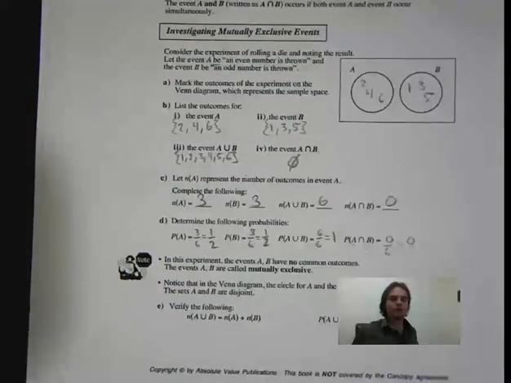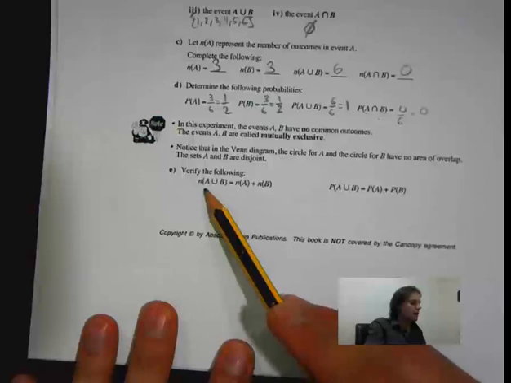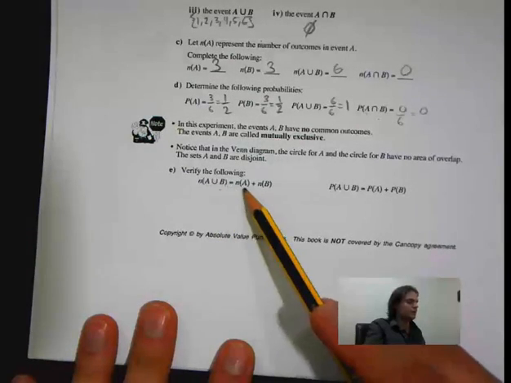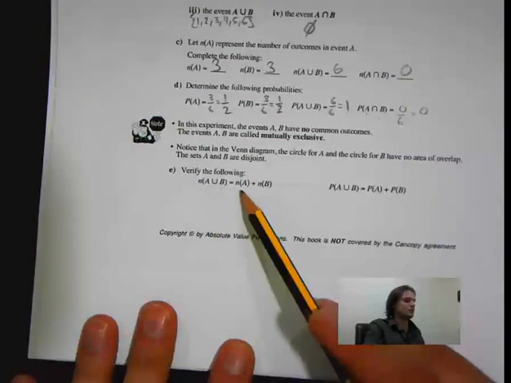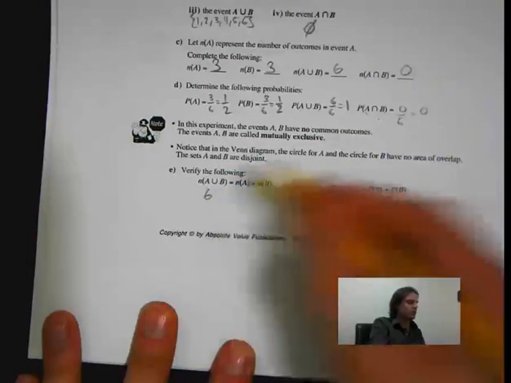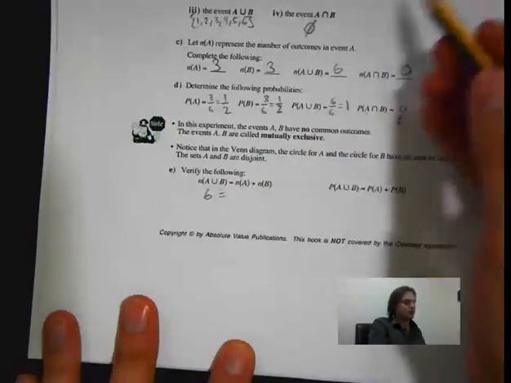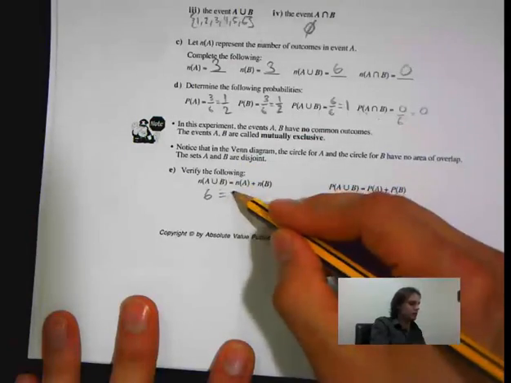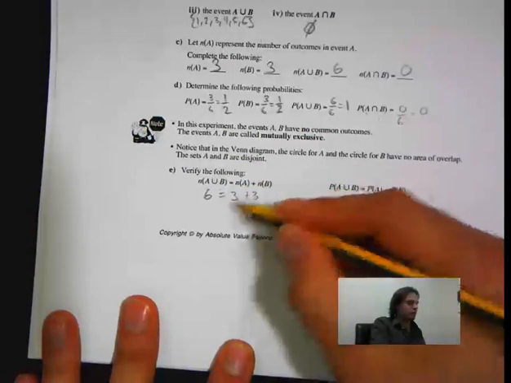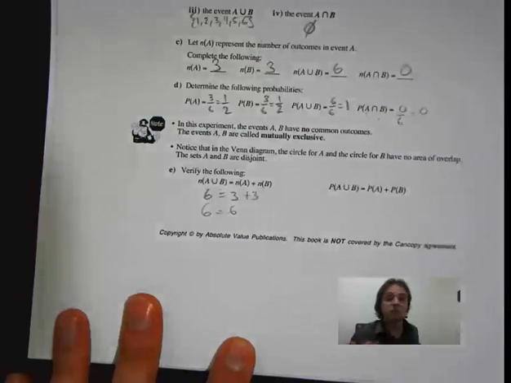Here's a little thing that we're going to verify at the very bottom here about mutually exclusive. It says, verify the following, that the number of odd or evens is equal to the number of odd plus the number of even. Well, let's see. How many odd or evens are there? There are 6 odd or evens, right? Now, number of event A, there are 3. Number of event B, plus 3 equals 6. Hey, in our scenario, that's true. Therefore, they must be mutually exclusive. It's kind of a definition of it.